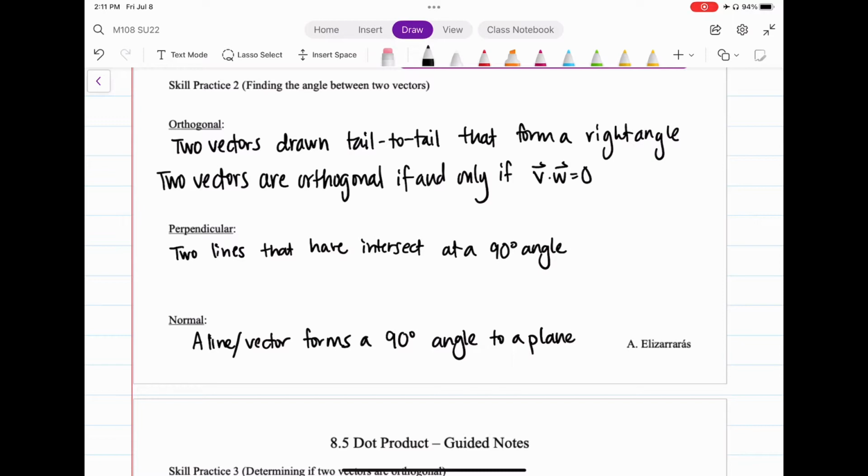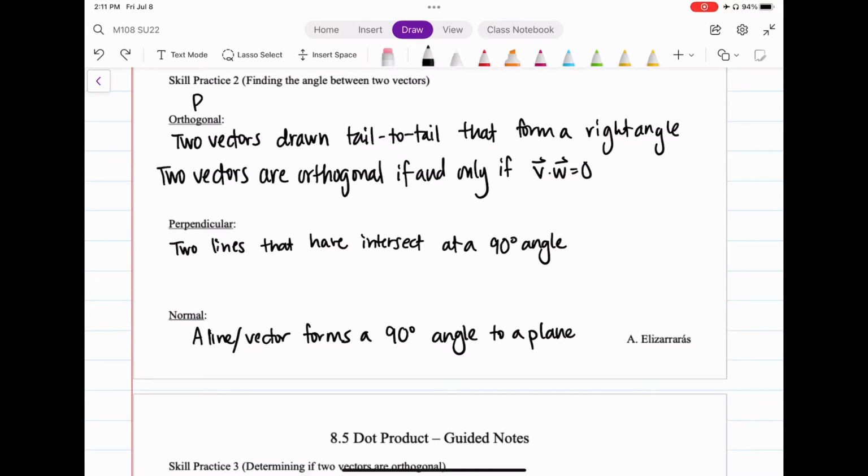Just like we know that two vectors are orthogonal if their dot product is equal to 0, we know that two vectors are parallel if their dot product is equal to the product of their respective magnitudes. We can say that the dot product of vector v and vector w is equal to the magnitude of vector v times the magnitude of vector w.